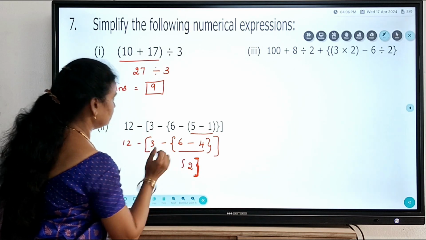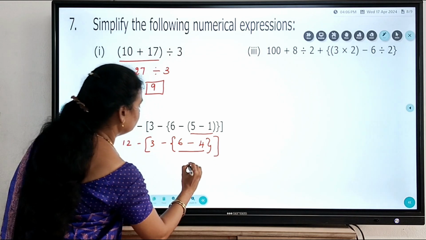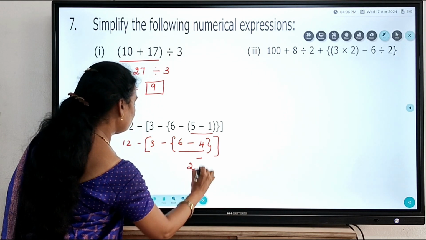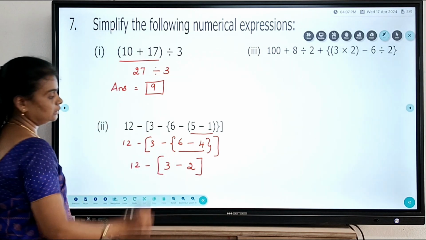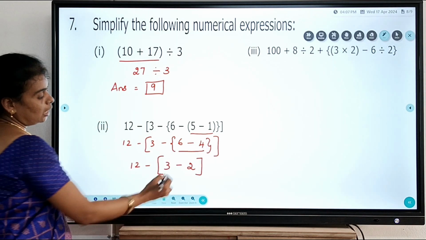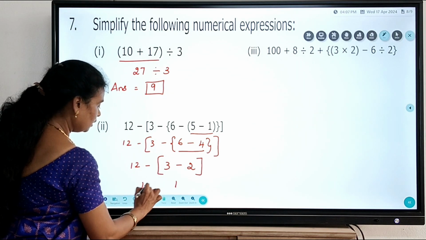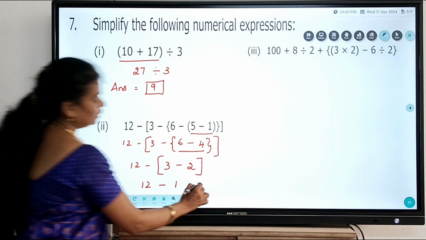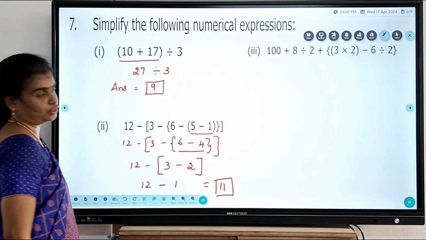This will be solved again. So 3 minus, 6 minus 4 is 2, here minus 3 and minus 12. The same bracket you can write. Now again one bracket is there. So 3 minus 2 is 1. Here 12, and 12 minus 1, that is equal to 11, is the answer for this expression.